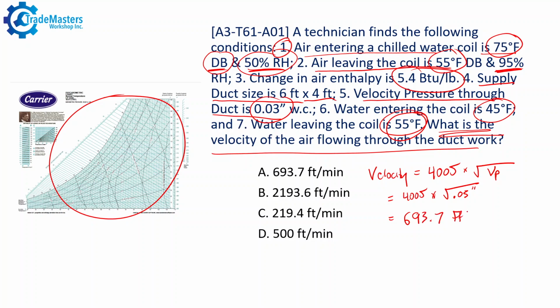693.7 feet per minute. So we didn't even need to interpret information from the psychrometric chart in order to answer question number one. Let's toggle over and make sure that we know the next answer is correct. And it is indeed 693.7 feet per minute.